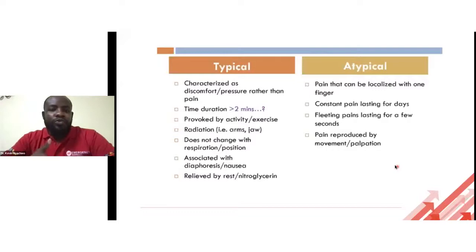The patient tells you, "ichungu iko hapa." It can be localized with a finger. Or somebody comes in with a pain that has been there for weeks, for days, comes and goes, is not provoked by any activity. He's able to go about his normal daily activities without issues. Usually says sometimes the pain when I move, when I bend forward, or sometimes when I try and stretch my hand backwards, the pain is worse or the pain is relieved. That is more or less an atypical chest pain.